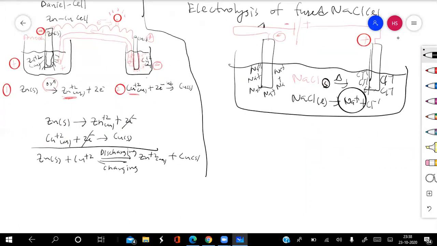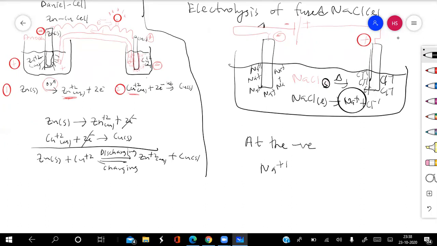Now if I ask you, what happens at the negative electrode? This negative electrode has attracted the sodium ions, which are positively charged ions, also called cations. The positive ions get assembled over here, and these positive ions will undergo a discharge reaction. Discharge means it will lose its charge and convert either into an atom or into a molecule. That depends on its natural form.